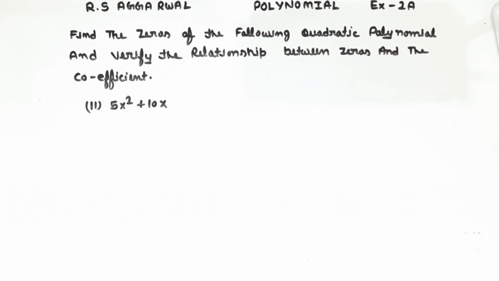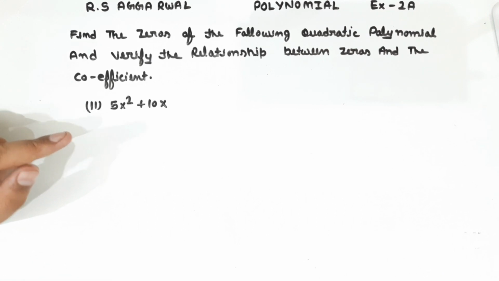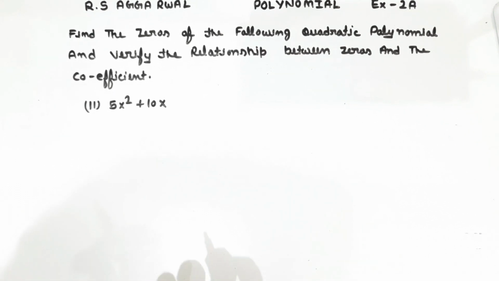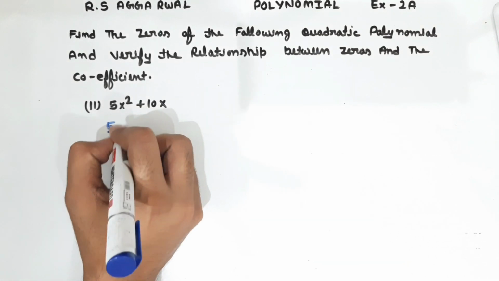R.S. Agrawal, chapter polynomial, exercise 2a. In problem number 2, we have been given a quadratic polynomial. We have to find the zeros of the given polynomial and verify the relation between the zeros of the polynomial and their coefficients. So first of all, we will put this polynomial equal to zero.